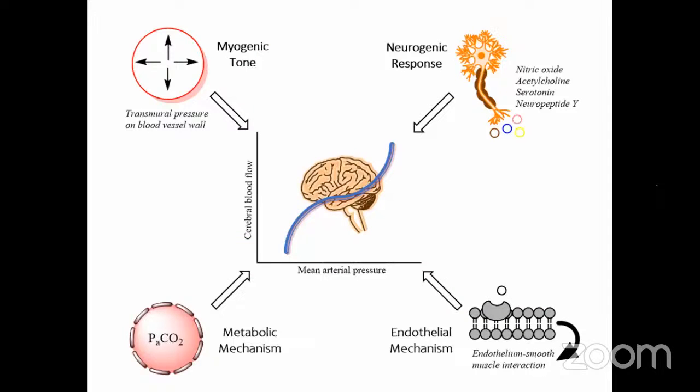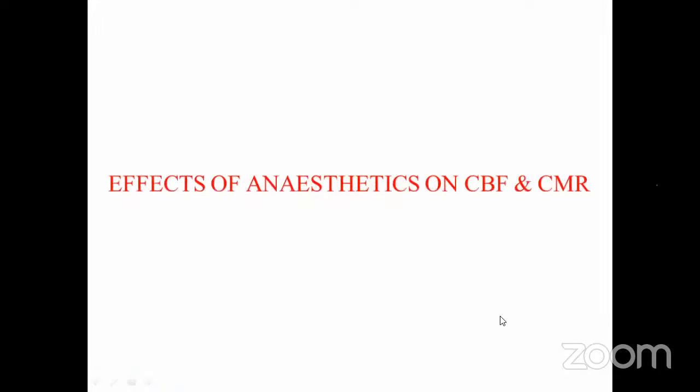This is the picture representing MAP regulation by various mechanisms: metabolic mechanism by PaCO2, as I told, transmural pressure of the blood vessel, myogenic tone, and neurogenic response at the synaptic level. These mediators, nitric oxide, acetylcholine, serotonin, and neuropeptides, result in vasodilatation and endothelial smooth muscle interaction. Endothelial nitric oxide synthesis results in vasodilatation, resulting in increased cerebral blood flow.